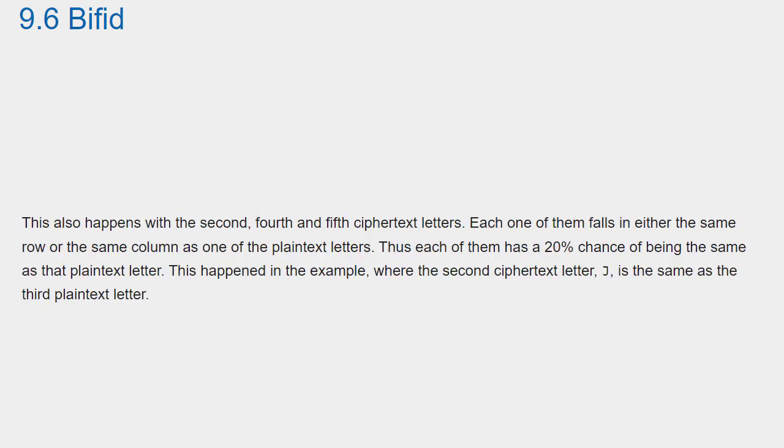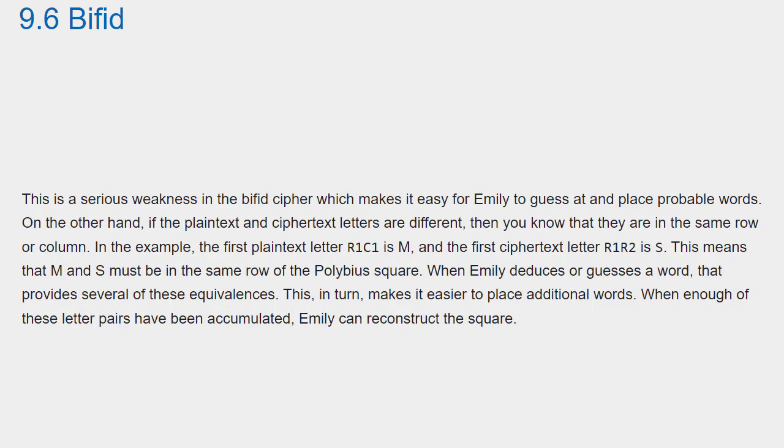This also happens with the second, fourth and fifth ciphertext letters. Each one of them falls in either the same row or the same column as one of the plaintext letters. Thus, each of them has a 20% chance of being the same as that plaintext letter. This happened in the example, where the second ciphertext letter, J, is the same as the third plaintext letter. This is a serious weakness in the Bifid cipher, which makes it easy for Emily to guess at and place probable words. On the other hand, if the plaintext and ciphertext letters are different, then you know that they are in the same row or column.